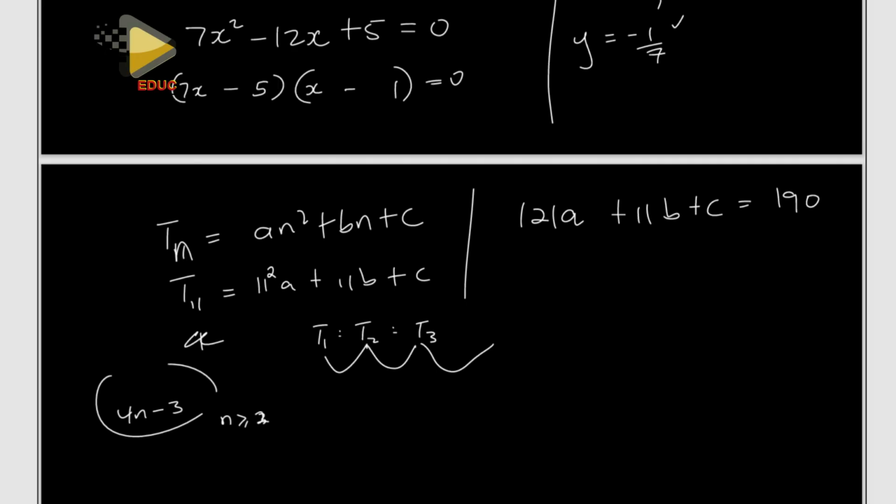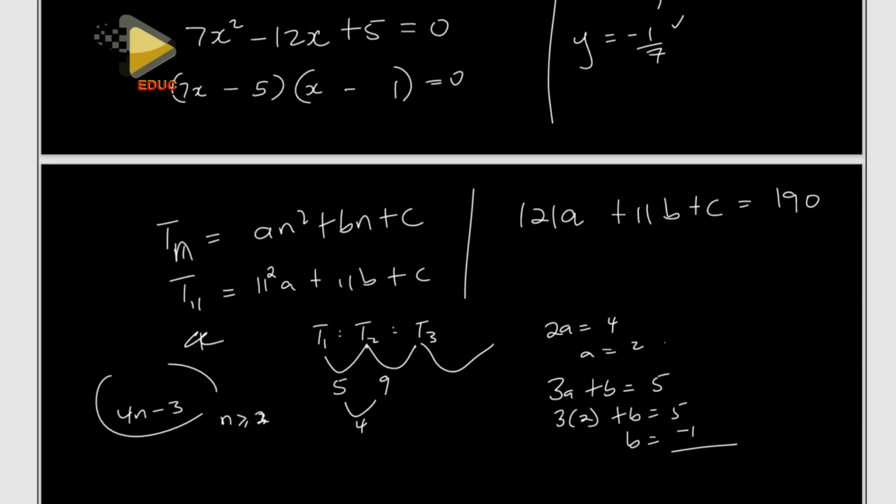So if I replace n with a 2, I'm going to get 4 times 2 is 8 minus 3, that's going to be 5. And then I'm going to have 4 times 3 is 12, 12 minus 3 is 9. So the second difference is a 4. From this we can say 2a is 4, which means a is a 2. And then 3a plus b will give us a 5. Since our a is a 2, that's 3 into 2 plus b is a 5, which means b is a negative 1.